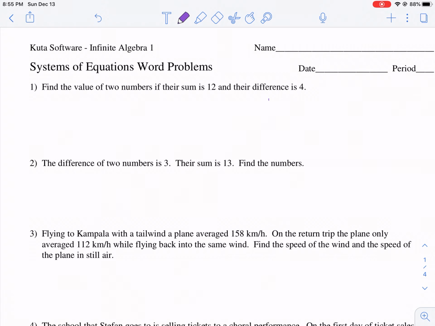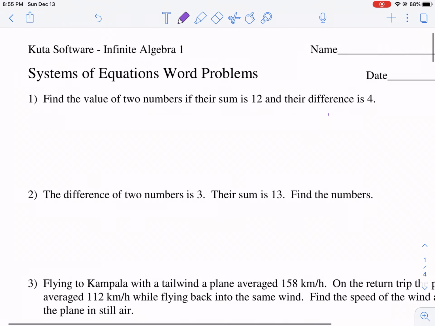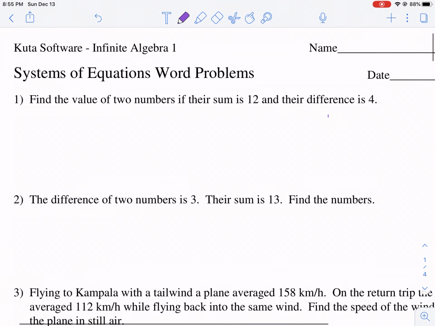This is Mr. West, and today we are doing another Kuta worksheet tutorial, this time on systems of equations word problems. Okay, everyone's least favorite, word problems plus systems of equations. Your worst nightmare. Let's go ahead and make this a little less harmful, a little bit more bearable for you. Number one, find the value of two numbers if their sum is 12 and their difference is 4.